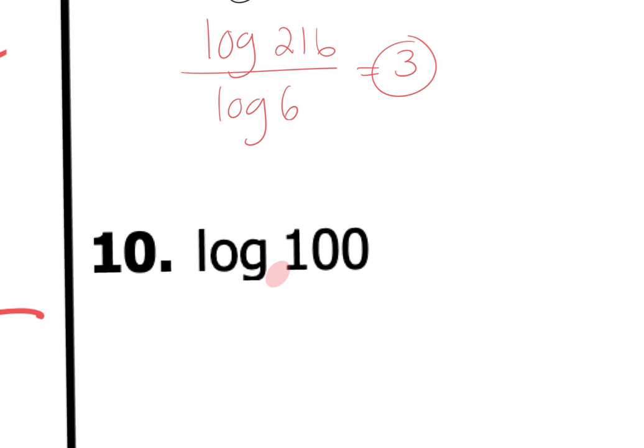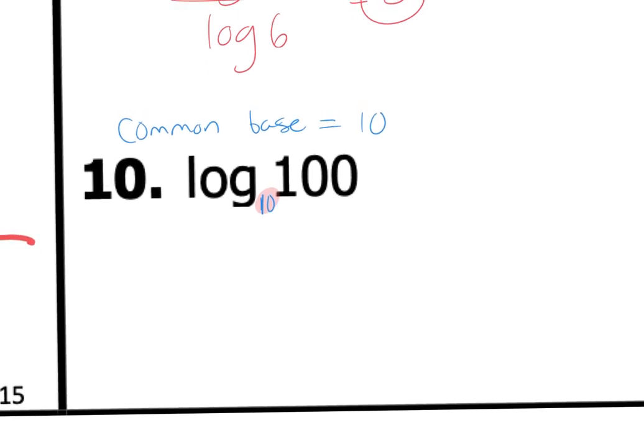If you said it, I didn't hear you. That's why I asked for clarification. The common base, if you don't see one, is 10. And so this base is a 10, which means your calculator could do log of 100 as it is. You don't need to do change of base. You're just going to do 100 log, and your answer should come out to be 2. Make sure you get this.